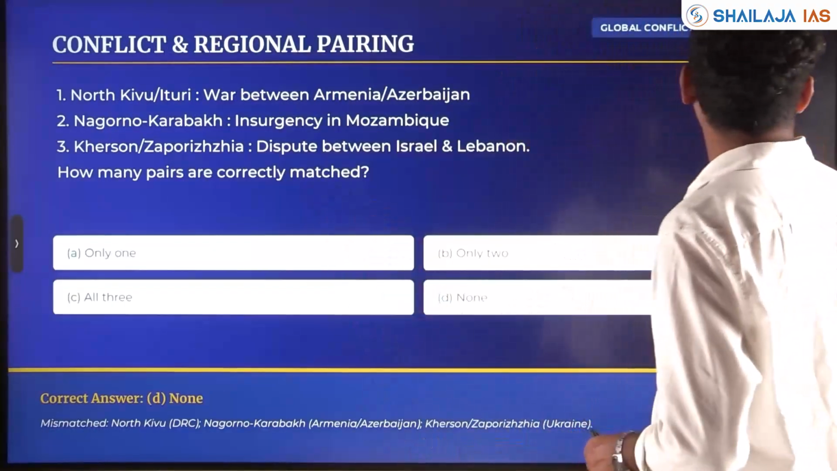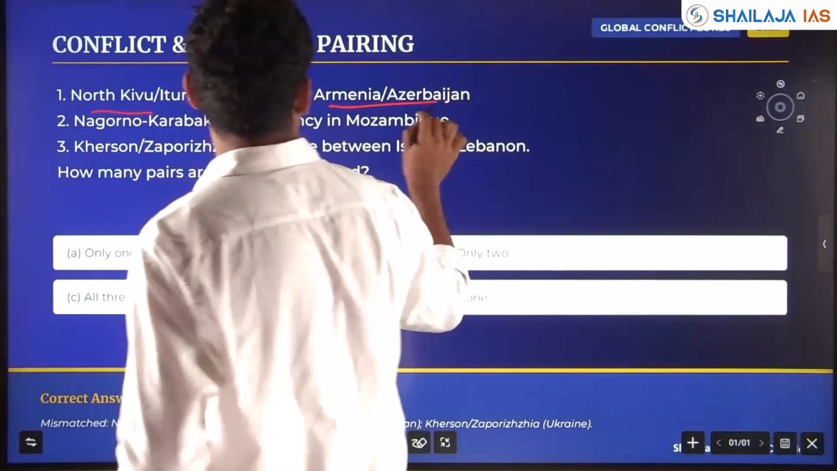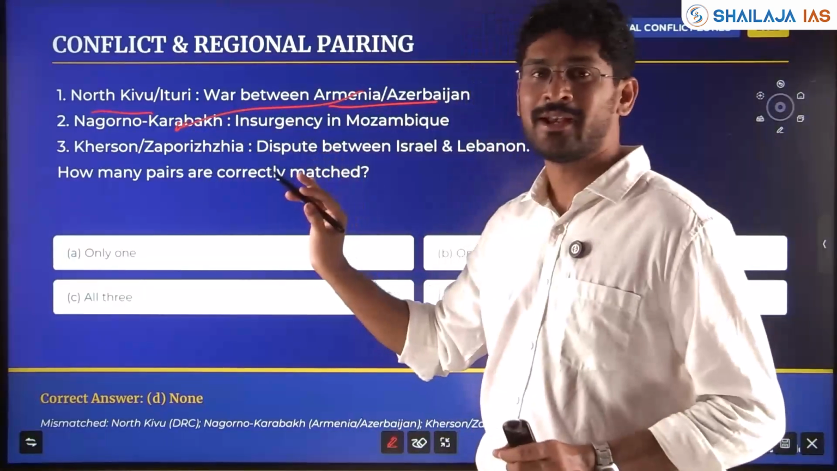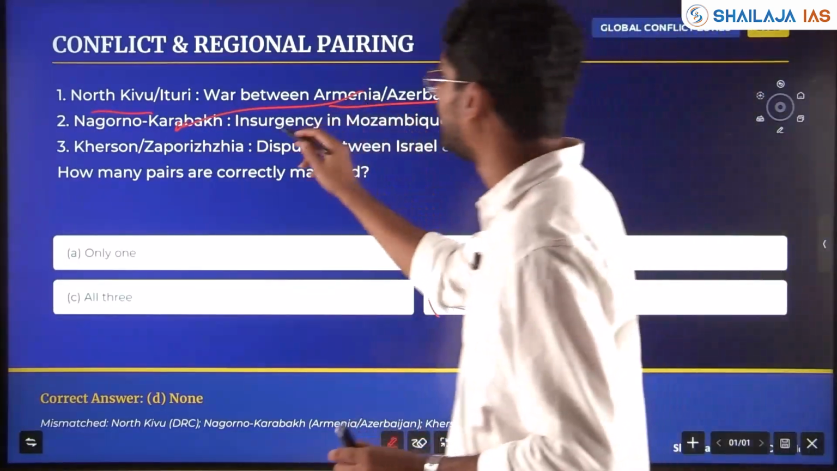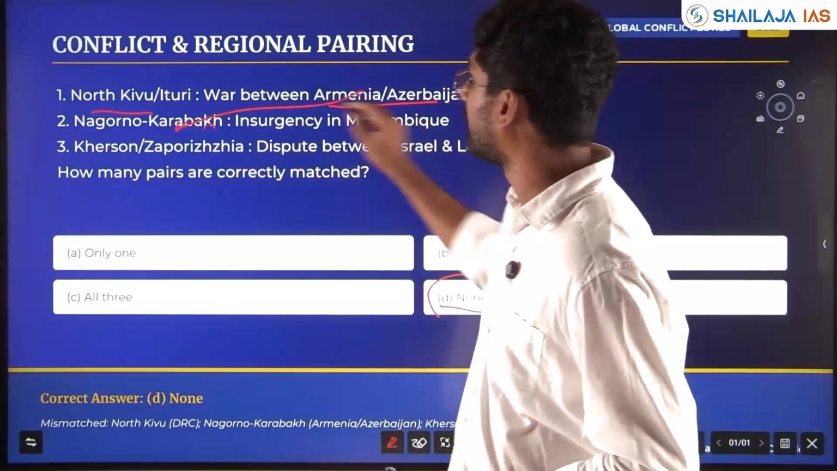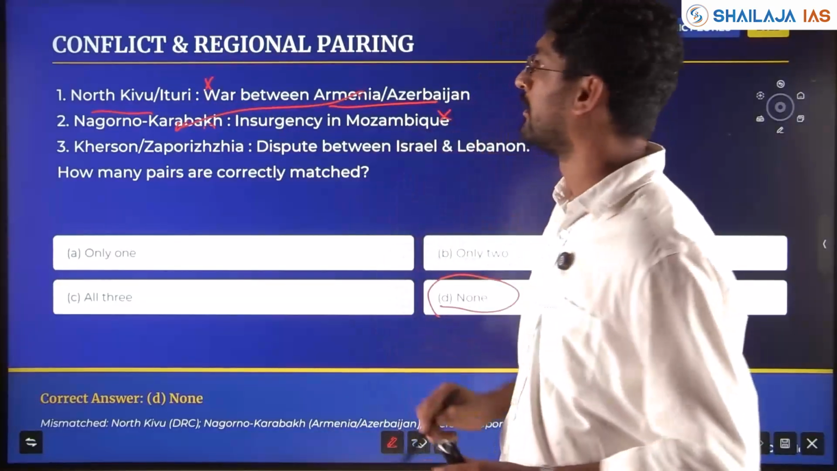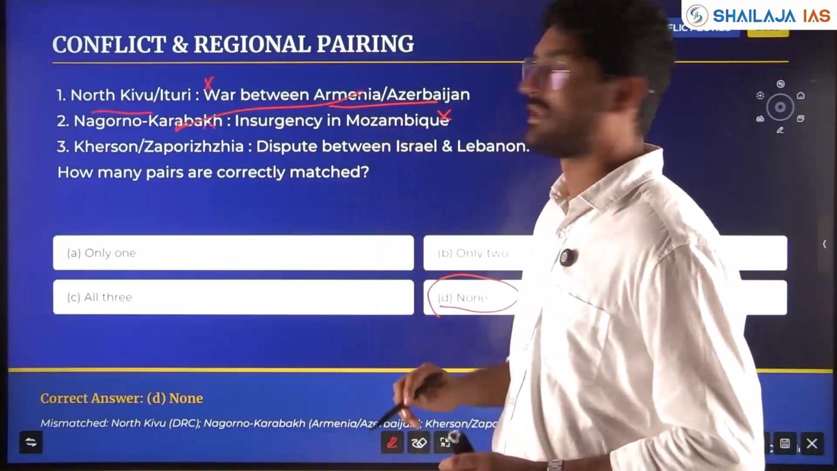2022. North Kivu, Ituri, war between Armenia and Azerbaijan. You know Armenia, Azerbaijan, Nagorno-Karabakh region. See what the examiner is doing, and none of the above option is there. So he has swapped it. If Nagorno-Karabakh is put to Armenia, Azerbaijan, statement 1 also will be wrong. Statement 2 also will be wrong. Nagorno-Karabakh is not in Mozambique because it is in Armenia, Azerbaijan.